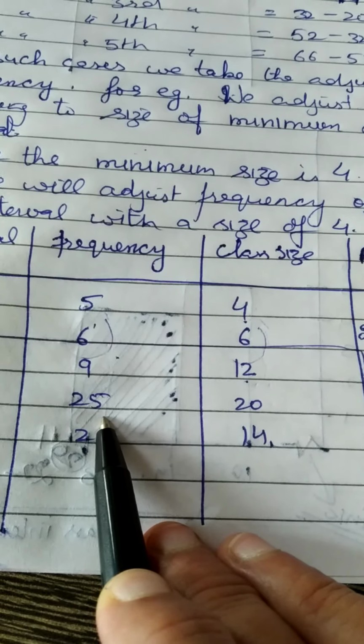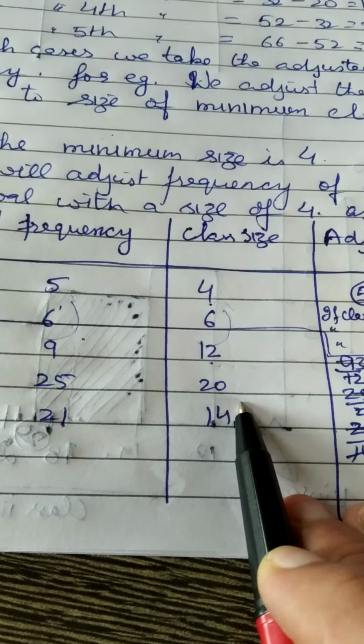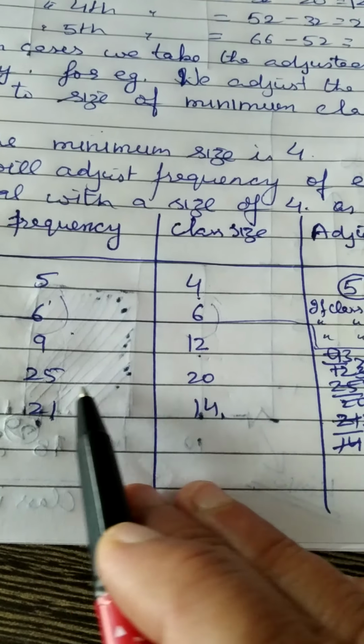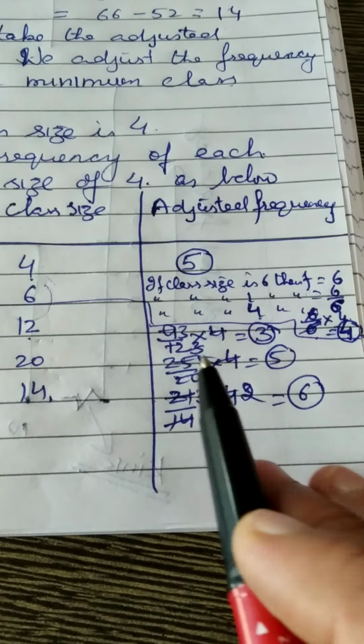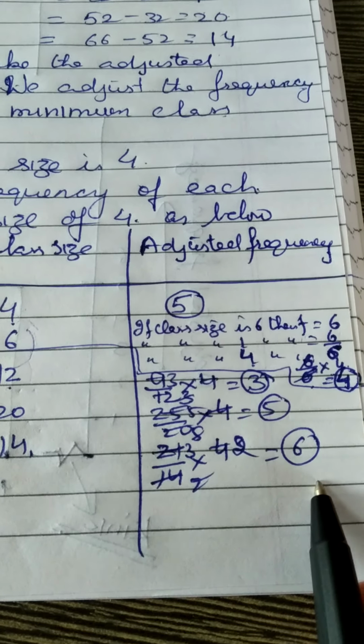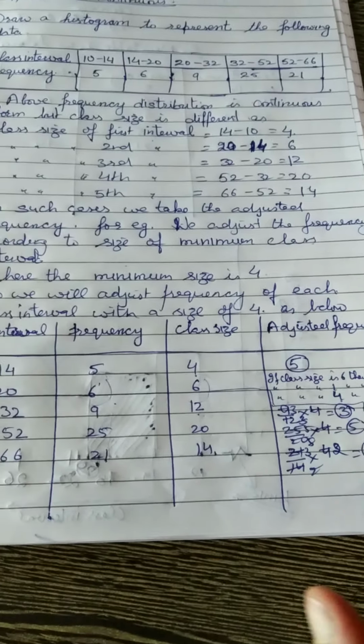Similarly, in the next class interval, the frequency is 25 and the class size is 20. Then it will be 25 divided by 20 multiplied by 4, which comes out to be 5. And in the last case, it will be 21 multiplied by 4 divided by 14. It comes out to be 6.